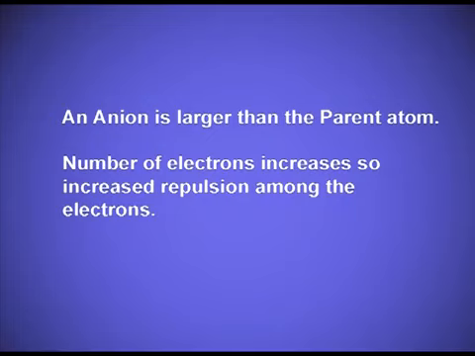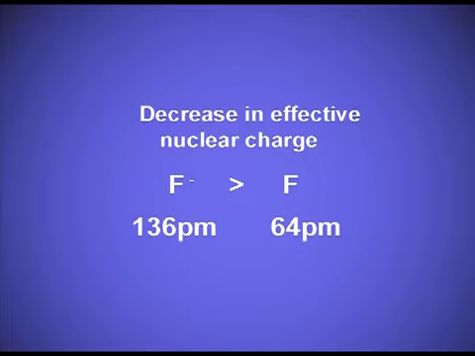It is due to the fact that the number of electrons increases, so there is increased repulsion among the electrons. Decrease in the effective nuclear charge is the second reason. Fluoride ion, its ionic radius is 136 picometers, whereas fluorine atomic radius is 64 picometers. Just now we have studied atomic radii and ionic radii.